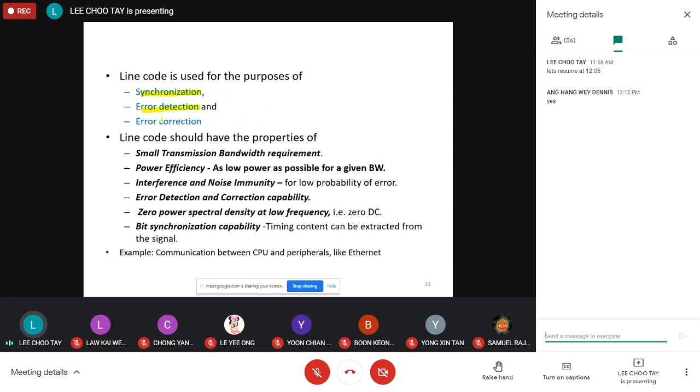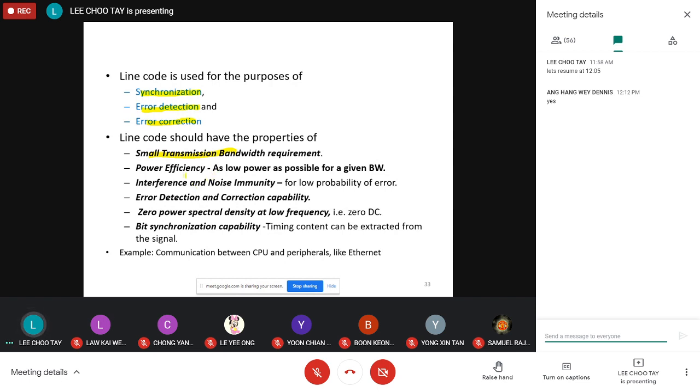And even a better line code will give you an error correction property. So what are good line codes? A good line code should have a small transmission bandwidth. We have seen a rectangular one cannot be used because the bandwidth is infinite.